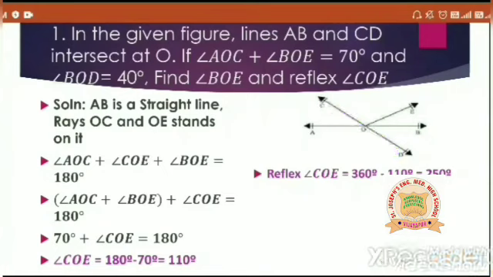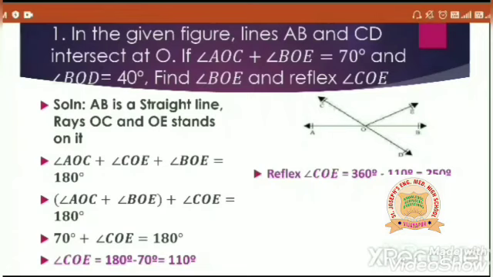If they are standing on it, then their linear pair of angles should be equal to 180 degrees. So we are going to write all the three angles, angle COE plus BOE plus BOD. So COE plus BOE plus BOD is equal to 180 degrees. So we are going to write it.